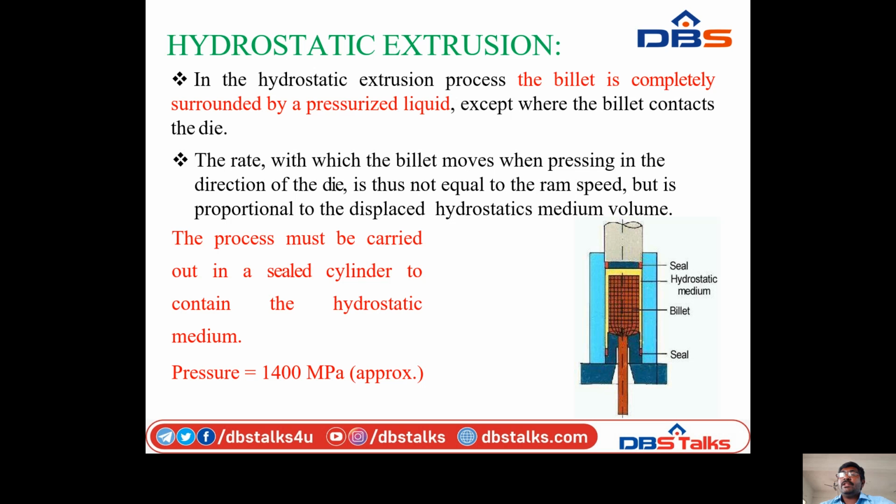The rate at which the billet moves when pressurized in the direction of the die does not equal the ram speed, but is proportional to the displaced hydrostatic medium volume. The process must be carried out in a sealed cylinder to contain the hydrostatic medium pressure, approximately 400 megapascal.